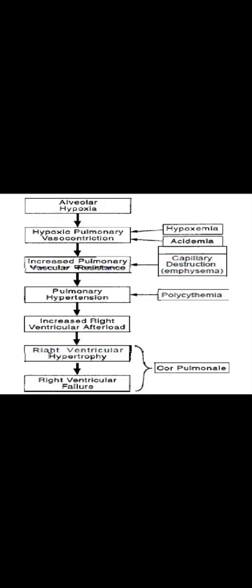Then due to hypoxic pulmonary vasoconstriction, increased pulmonary vascular resistance may occur and that causes pulmonary hypertension. This pulmonary hypertension causes increased right ventricular afterload that causes right ventricular hypertrophy and right ventricular failure.